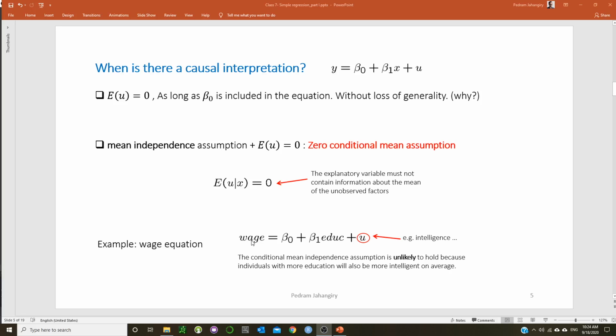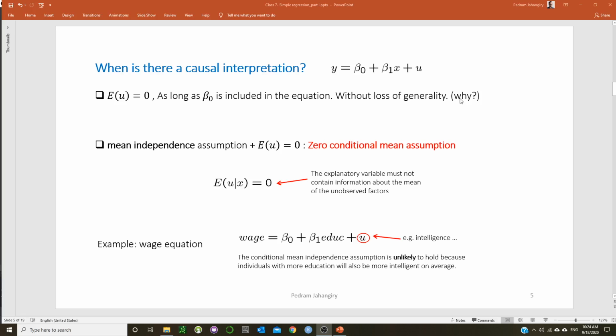So in order to move from correlation to causation in econometrics, we need to think of two assumptions. Assumption number 1 is, on average, those things that we call unobserved variables shouldn't matter. So the expected value of U should be equal to 0. And as long as there is a beta 0 in our model, then the expected value of U is equal to 0 without loss of generality.